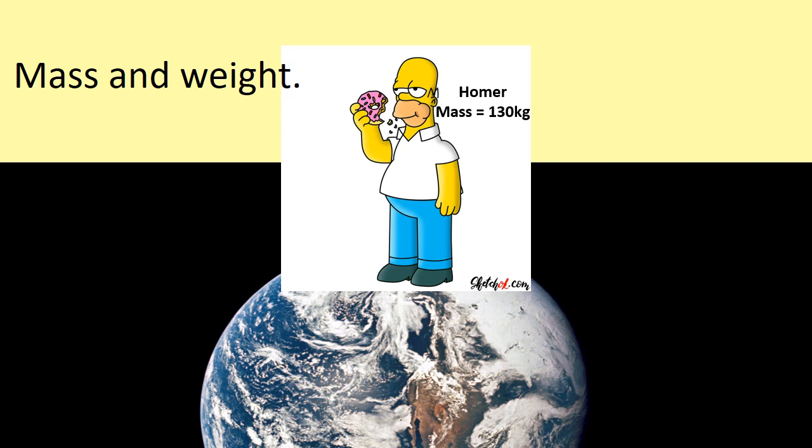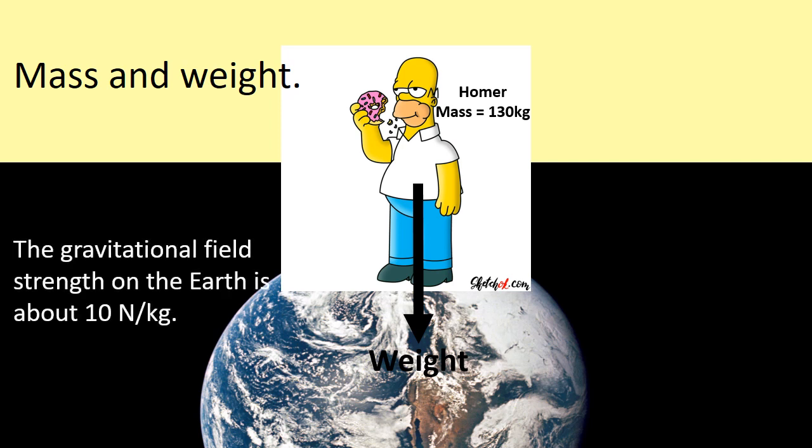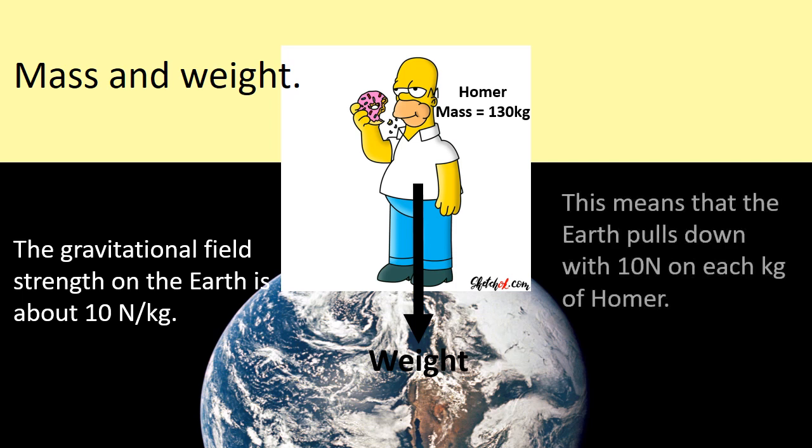Here's Homer. Mass 130 kilograms. Might be increasing depending on his donut intake. Weight. So we've drawn his weight towards the centre of the Earth. Gravitational field strength on Earth is about 10 newtons per kilogram. In GCSE, they will ask you to use 9.8, which is a number closer to what it actually is. It will be given in the question though. So we're just going to use 10 for now because the numbers are a little bit easier.